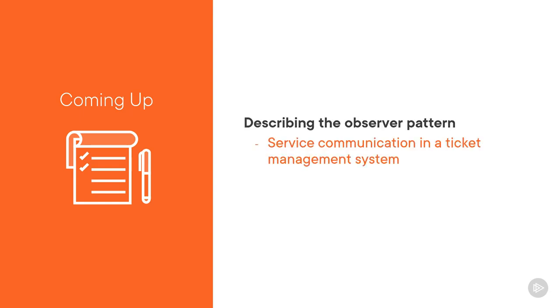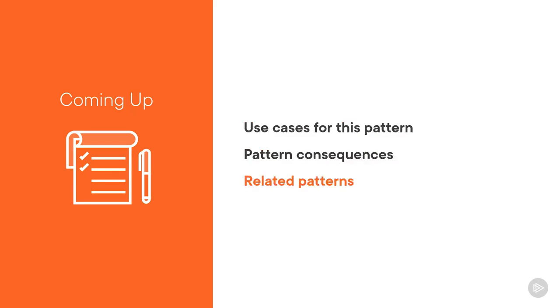We will start by describing the pattern using a real-life example. As a real-life example, we will use part of a ticket management system in which services have to communicate with each other. We will map that to the structure of the observer pattern and will implement it in a demo. We'll continue with learning about the use cases for this pattern, pattern consequences, and related patterns. Let's continue with describing the observer pattern.